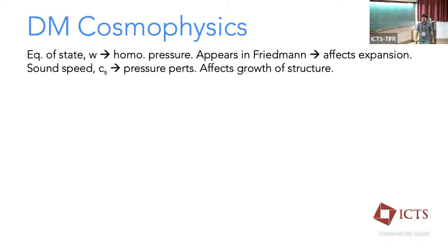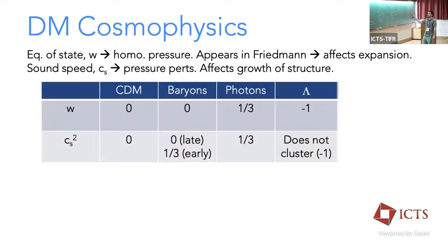Okay, so we've got everything we need to start thinking about constraints on ultralight axions from cosmological observables now. So let's work out what they are. We have the equation of state w, which is the homogeneous pressure. It appears in the Friedmann equation, and it affects the expansion rate. We have the sound speed, c_s, which is related to pressure perturbations, and it affects the growth of structure.